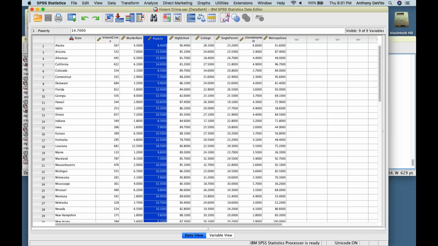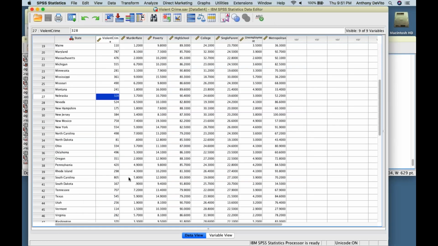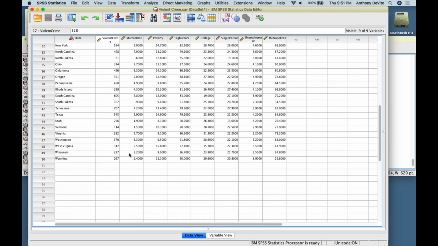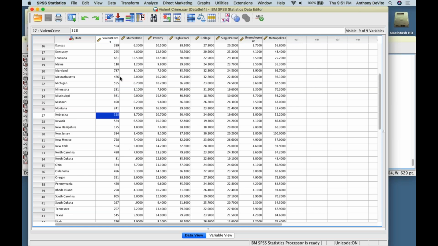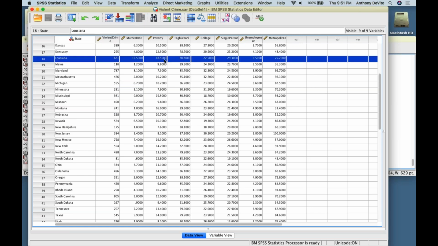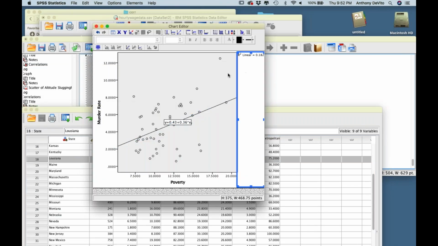13. Let's see what state that is. See which state has that high a murder rate. Did I get that right? Was it 13? Here it is, 12.5. That's Louisiana. And the poverty rate looks to be very high there too. So let's give that a try. Let's see if that's a valid association. Okay, so it looks like there's an association, not a real strong one, but it does look like an association.